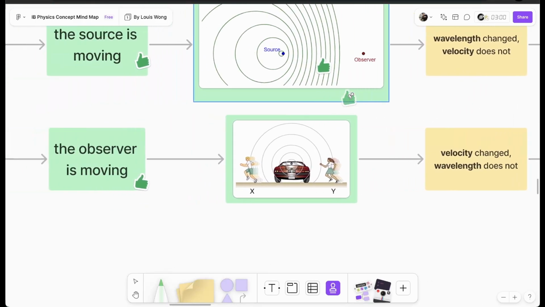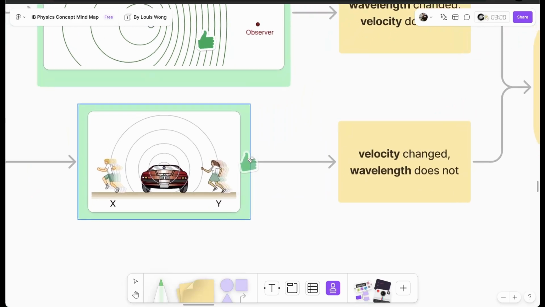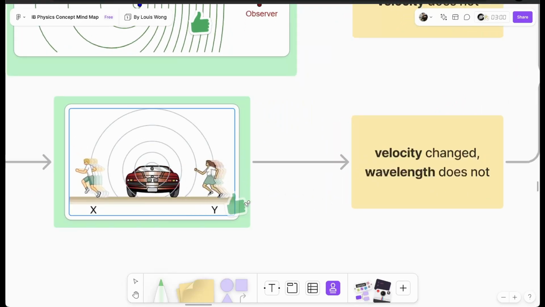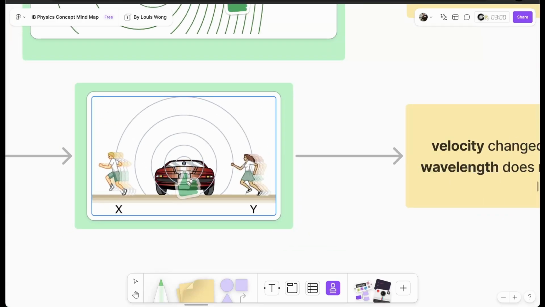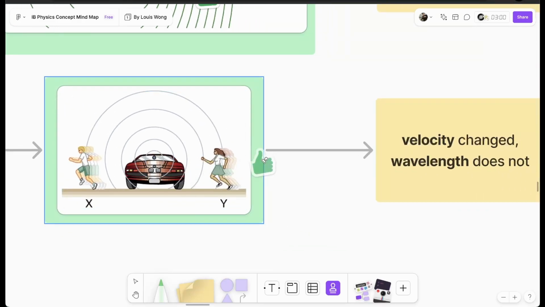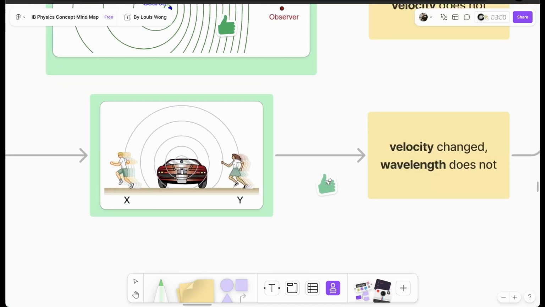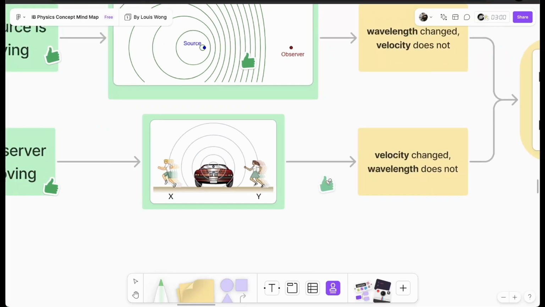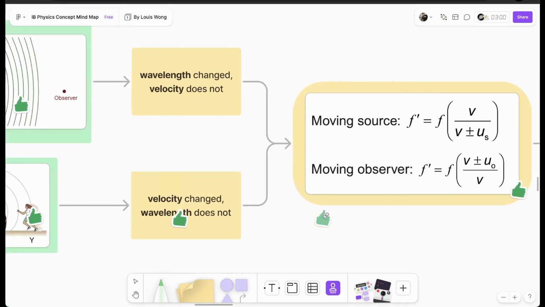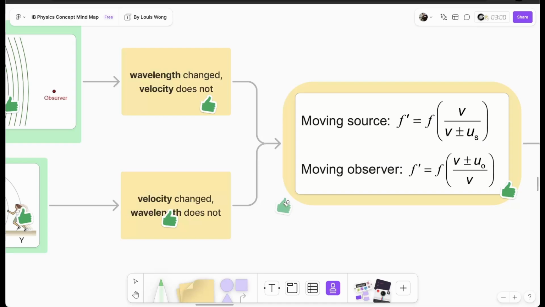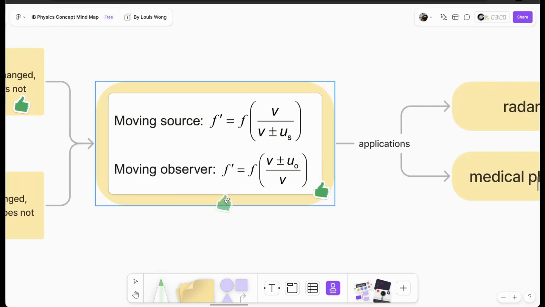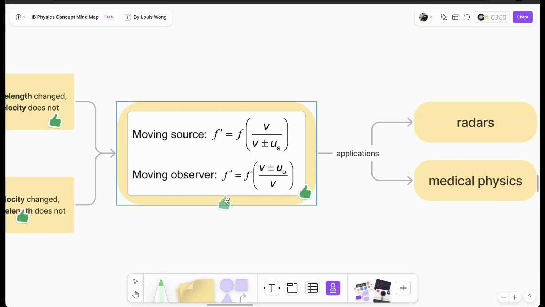For the observer moving case, you need to be aware that the wavelength does not change, as you can see from just the diagram. I mean, come on, the wavelength didn't change. However, as I said, the relative velocity changes because the observers X and Y here are moving. So it's not 330 meters per second for the wave anymore. It has to go with an addition using classical physics, and therefore the velocity would now be a new velocity. Then after the derivation, you can find these two equations.